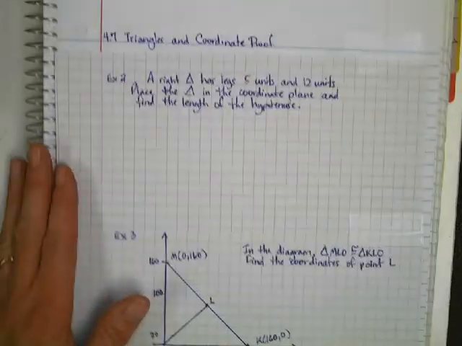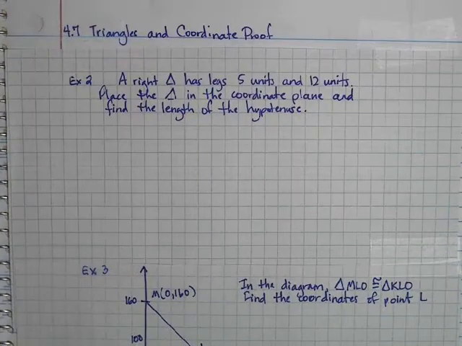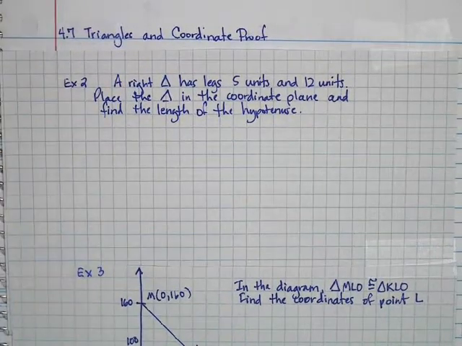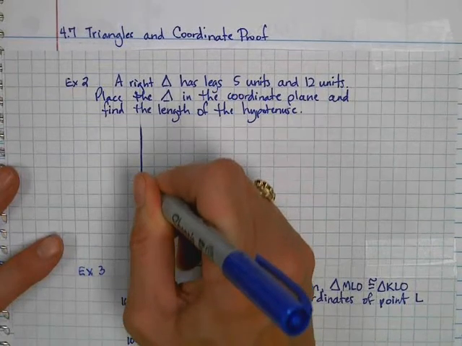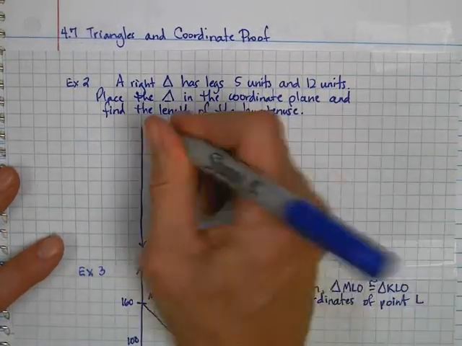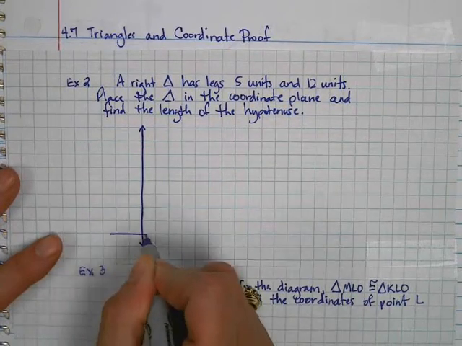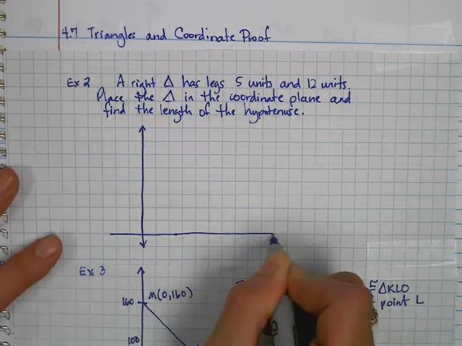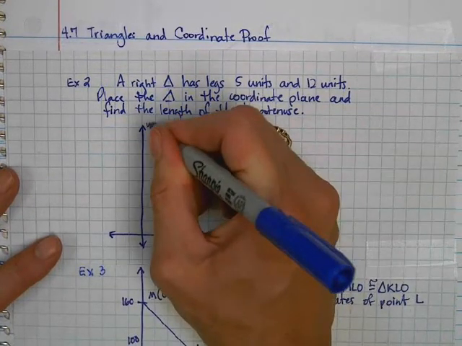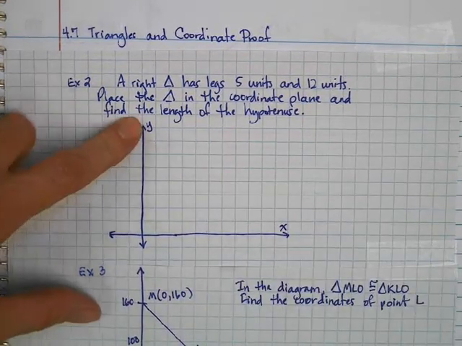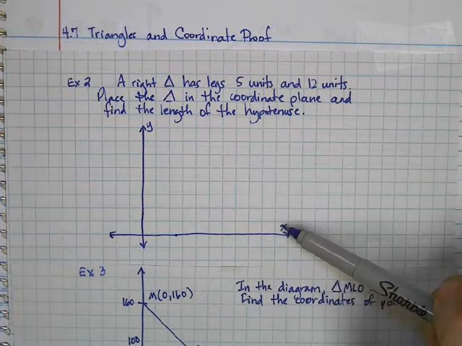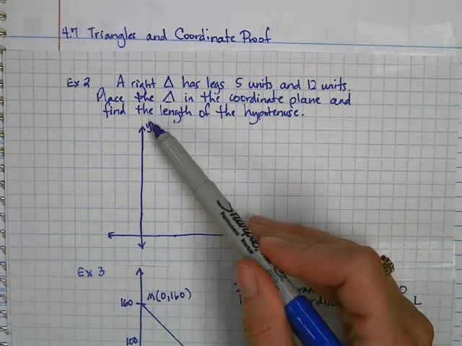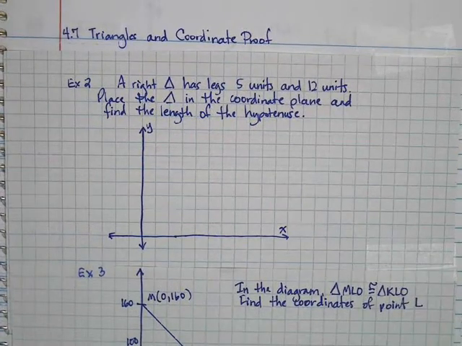Alright, so the first example is this: a right triangle has legs 5 units and 12 units. Place the triangle in the coordinate plane and find the length of the hypotenuse. So what we're going to do is just draw an axis. I like to keep my pictures first quadrant only, because that way everything's positive. It's probably important to go ahead and put the little y on there and the x on there, so that it looks a lot like an algebra problem. It's just the way we do it when we make graphs.